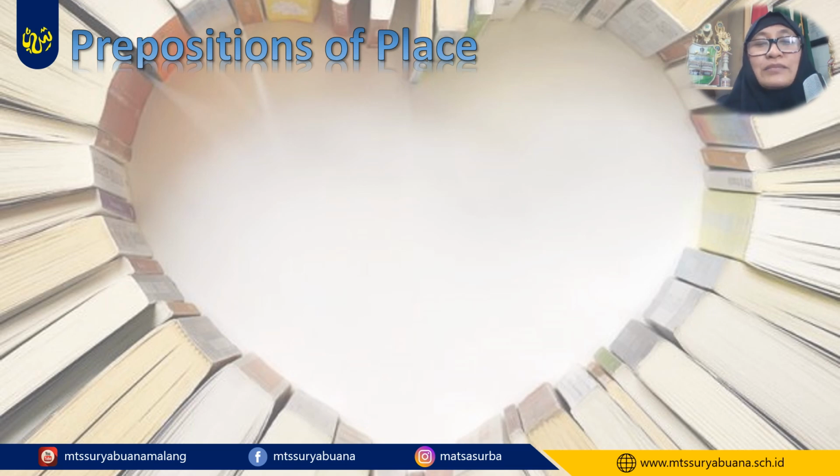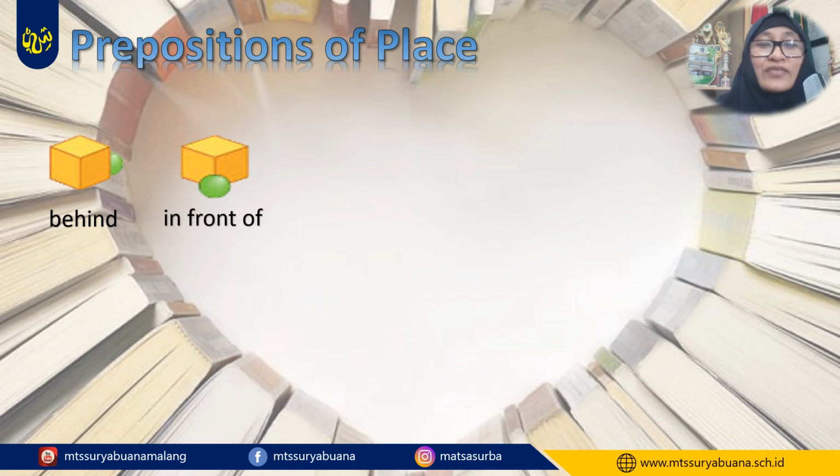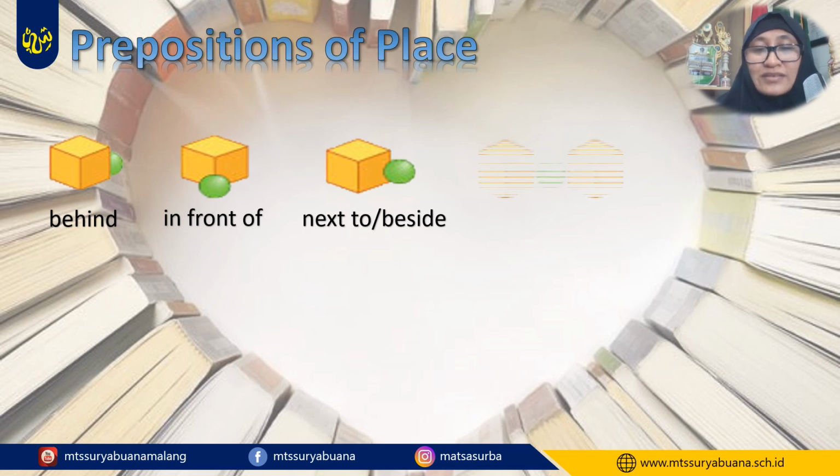Now, let's discuss the prepositions of place. They show where the object is. Look at this. Please pay attention to the green ball. The green ball is behind the box. The green ball is in front of the box. The green ball is next to the box or beside the box. The green ball is between the two boxes.